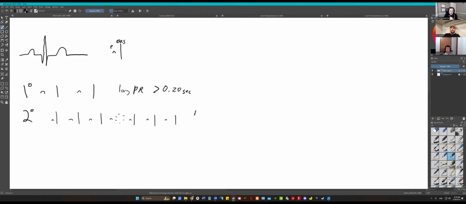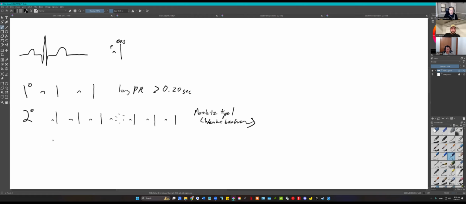Okay, so this is a Mobitz type 1, or the Wenckebach. Whatever. Okay, great. Sorry, penmanship. So this is second degree Mobitz type 1.